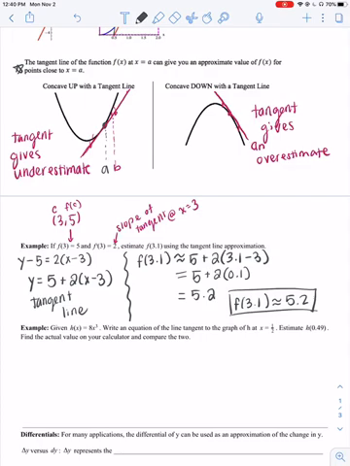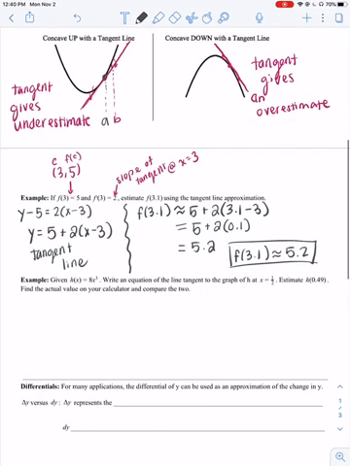To know if that was an overestimate or an underestimate, we would need to know the concavity of the function, and in this one, that wasn't given, so this is all we could say. Okay, so what about this next one?